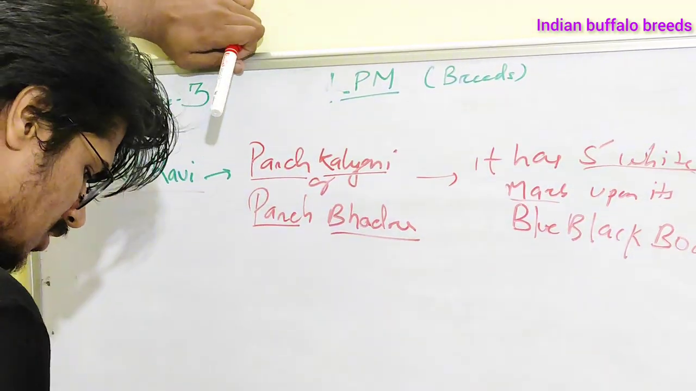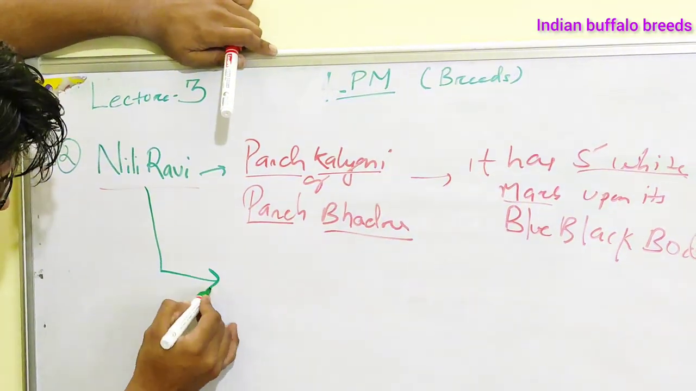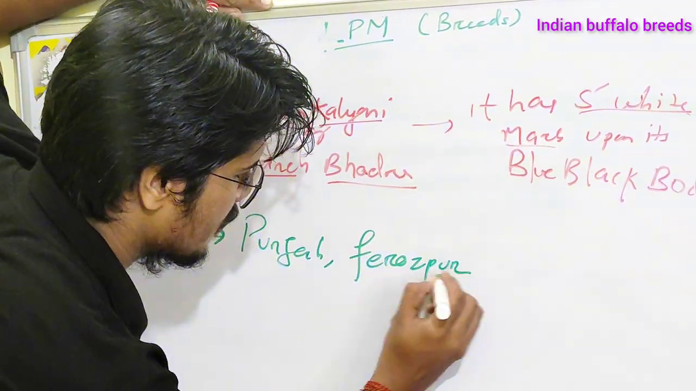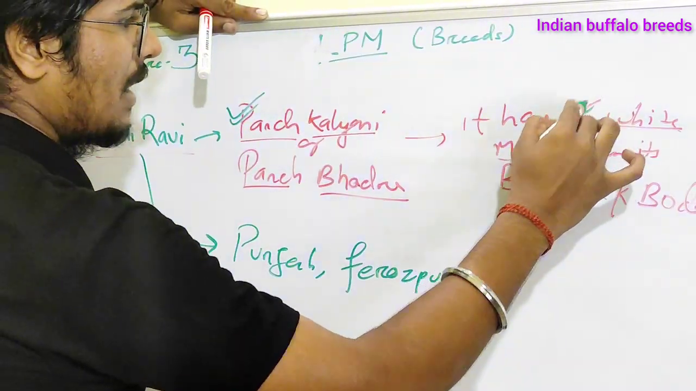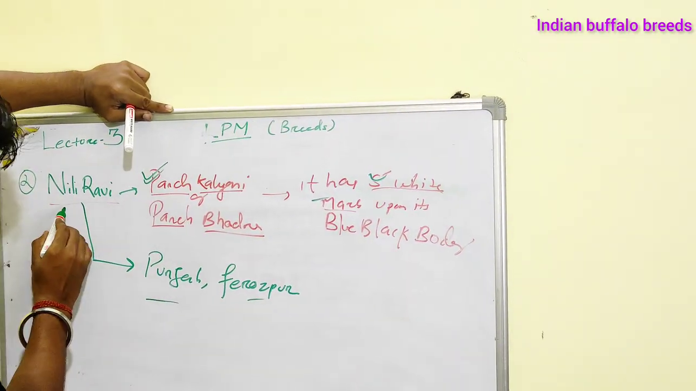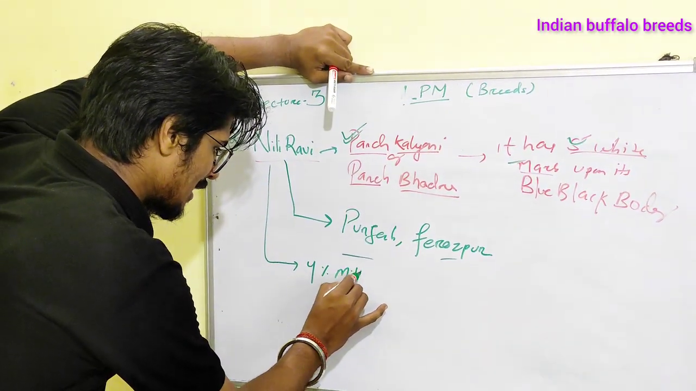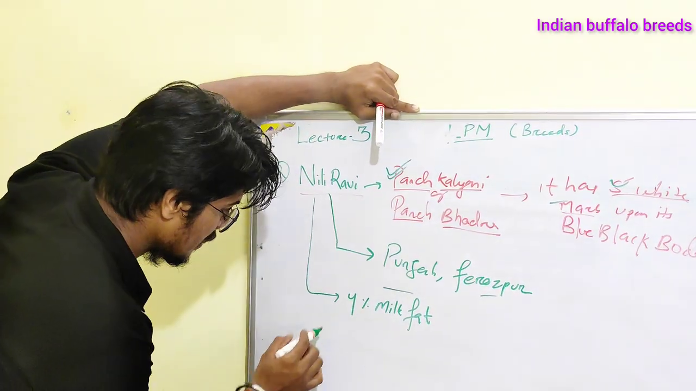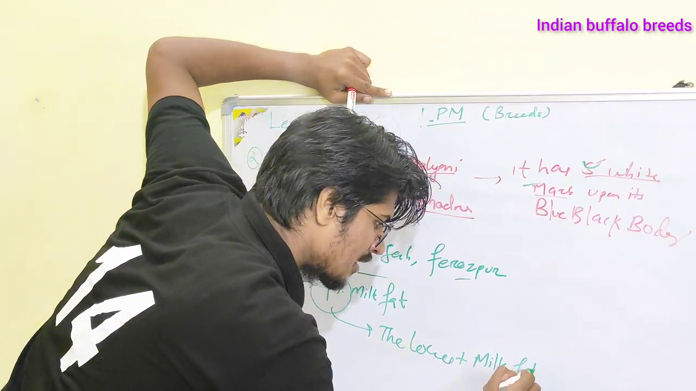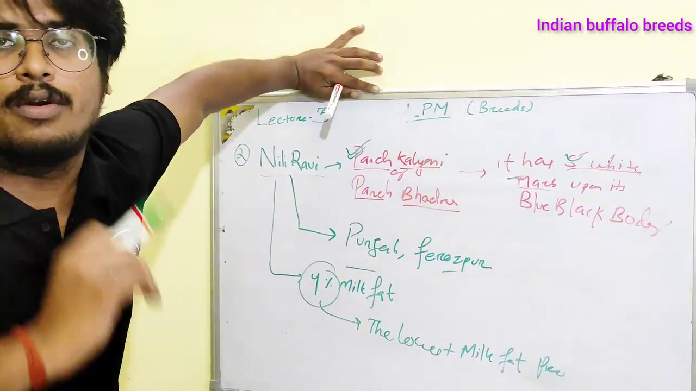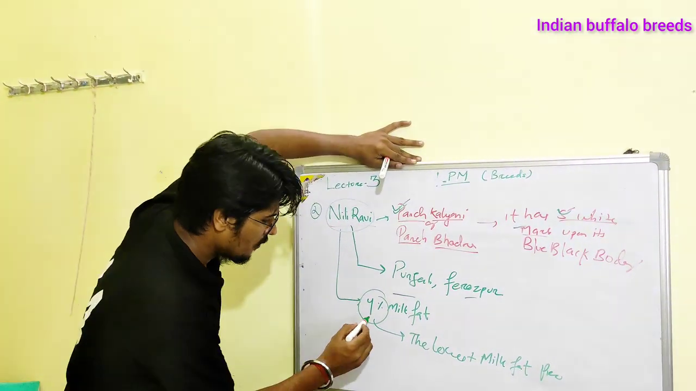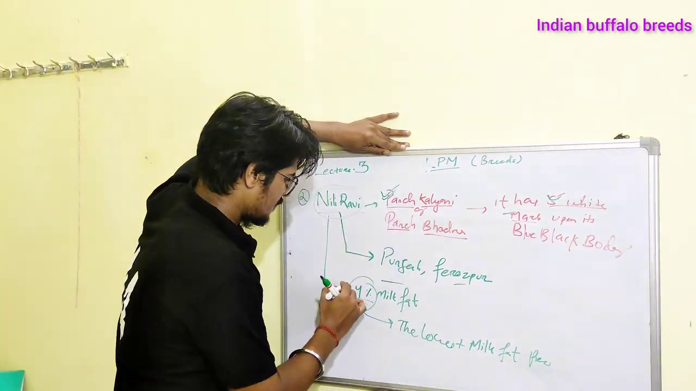Next, the origin of the Nili Ravi buffalo is from Punjab, most correctly Ferozpur. The important question is Panch Kalyani: why it has five white marks, and that it is from Punjab, Ferozpur. And the important characteristic of this buffalo is 4% milk fat. That means it is the lowest milk fat producing buffalo among all the buffaloes, and that too 4%. It is the most important question from the buffalo section.